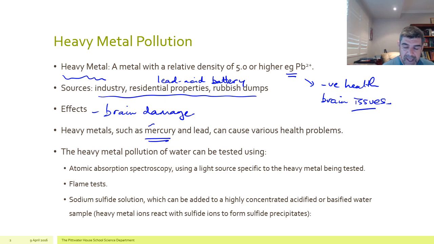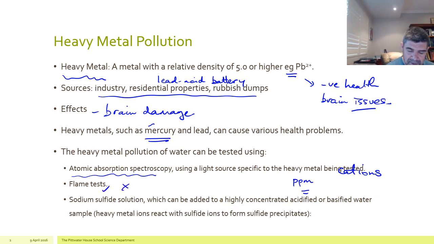Now, of course, because this is about monitoring and management, we need to know how we are going to monitor our levels. So, as with many, atomic absorption spectroscopy is a good way for identifying cations. As long as we have a light source that's specific to the heavy metal that's being tested, then we can use the technique of atomic absorption spectroscopy. And of course, this has the added advantage of being able to detect cations in very, very small concentrations in parts per million.